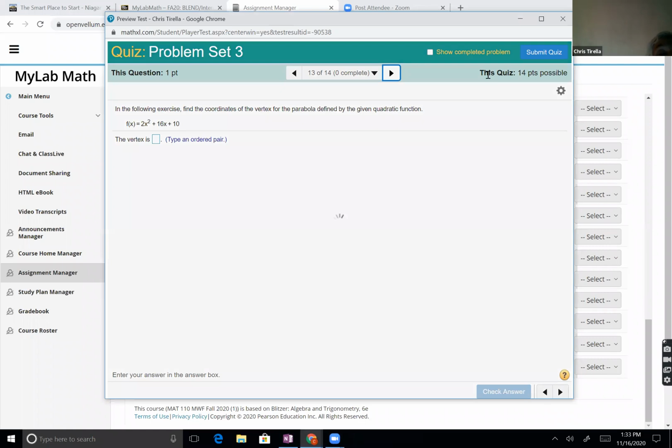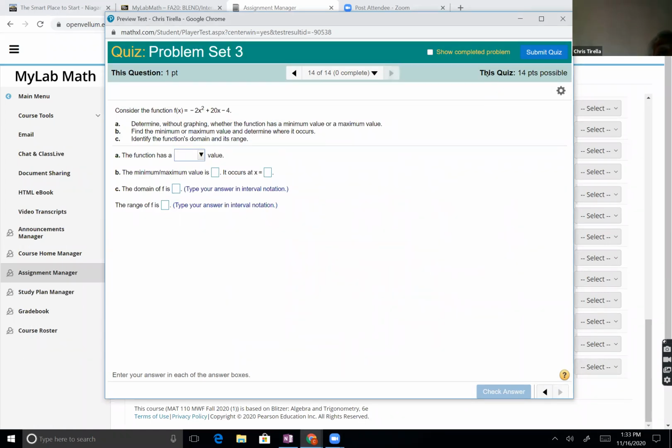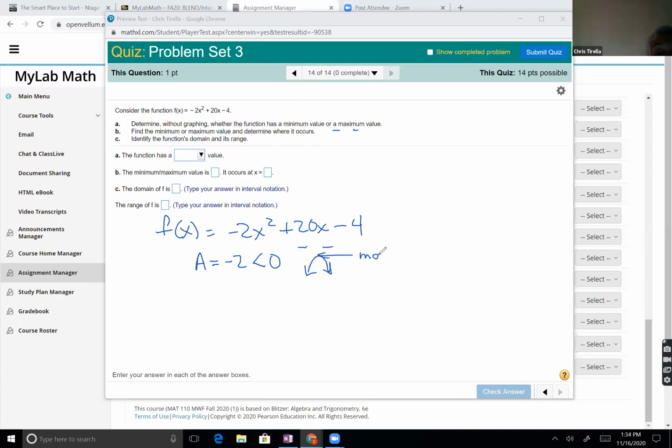And then last question, I've got the function f of x equals -2x squared plus 20x minus 4. And without graphing it, we want to know whether it has a minimum or a maximum value. Well, a is -2, which is less than 0. If it's less than 0, it's opening downward. And if it's opening downward, I would have a maximum.